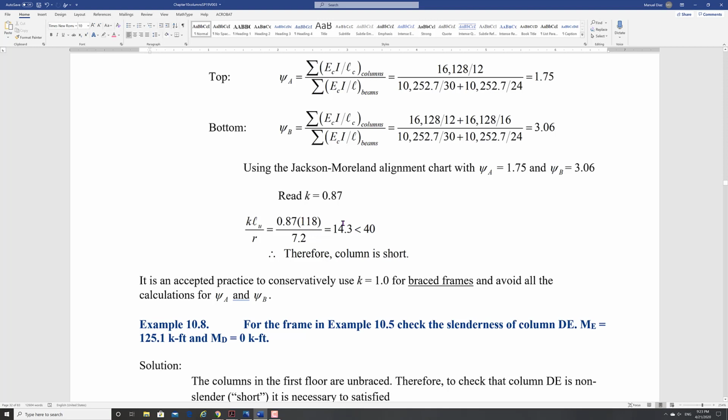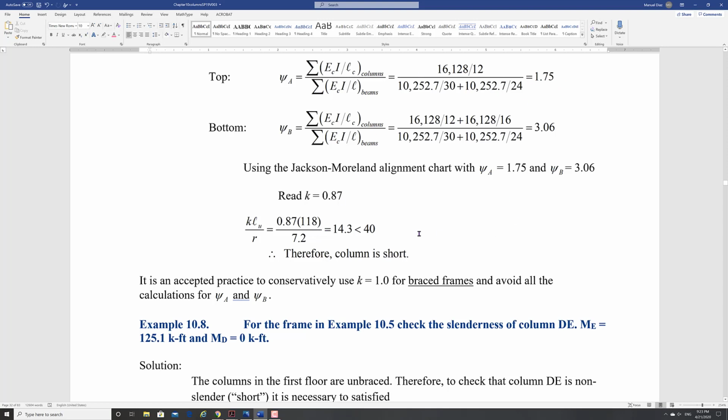If it doesn't pass, then you may want to try to find the actual value, because it might be that it's very close and it actually passes with the real number. So it's very common to use a value of 1 and just do a quick check, because it saves time.